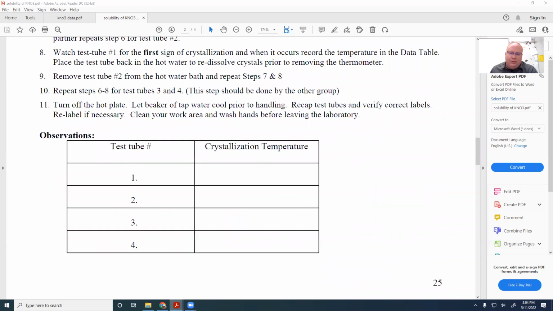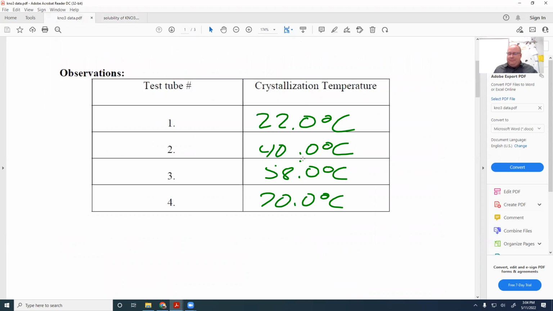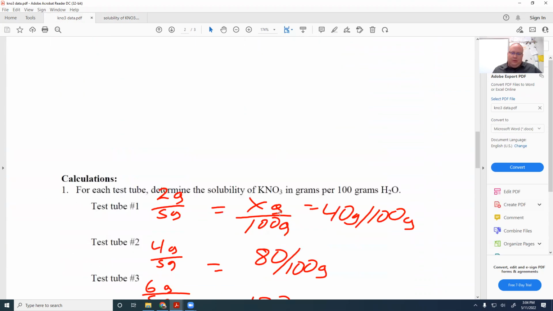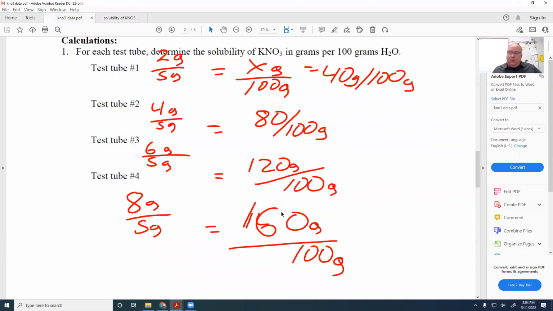Now, you've done the lab and you've gotten your data. So we're going to look at my made up data. This is what my 4 test tubes have crystallized at. Okay, so now that's my x-axis. So when we go over here, we now need to do our y-axis. And our y-axis is 2 out of 5, 4 out of 5, 6 out of 5, 8 out of 5.